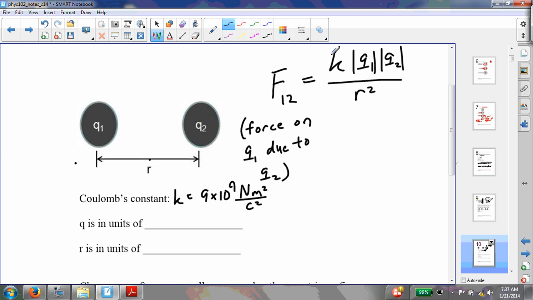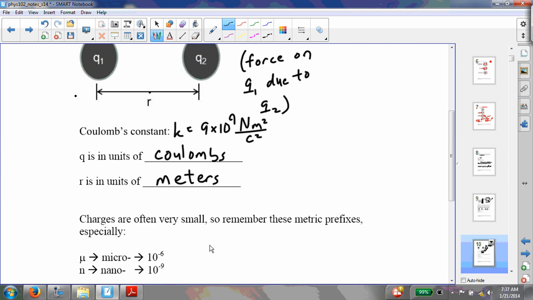So you'll see that if I put in those units here, when I cancel out the coulomb squared and the meter squared, it leaves me just with newtons, which is what I have here. Q is in units of coulombs, and R is in units of meters. So those are the SI units for both charge and distance.